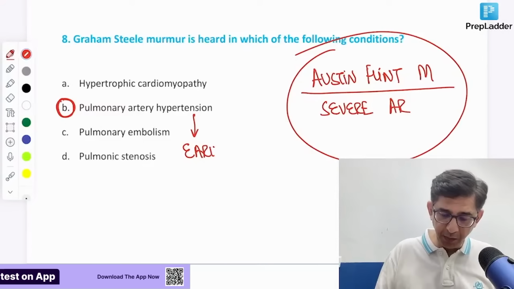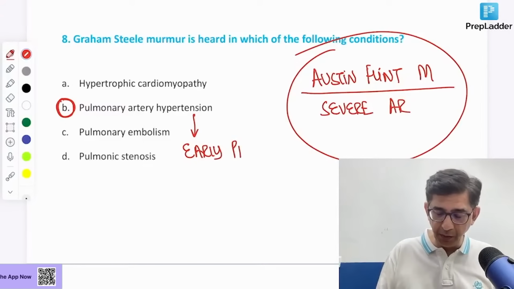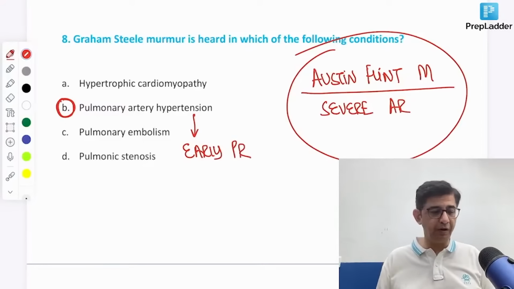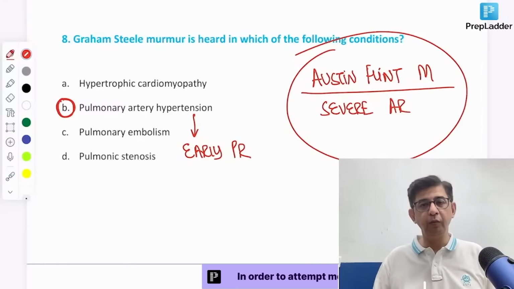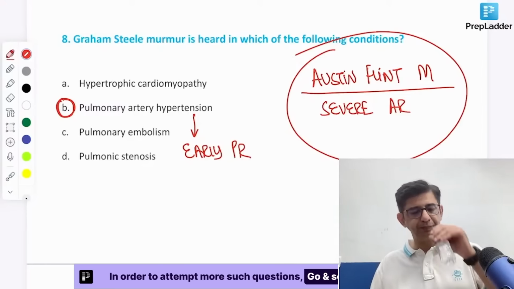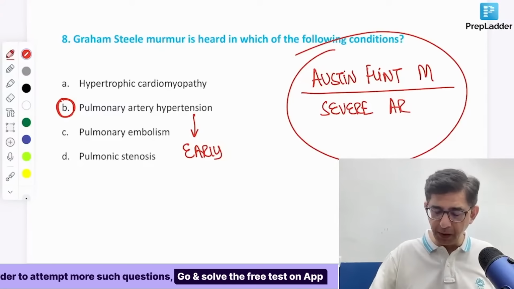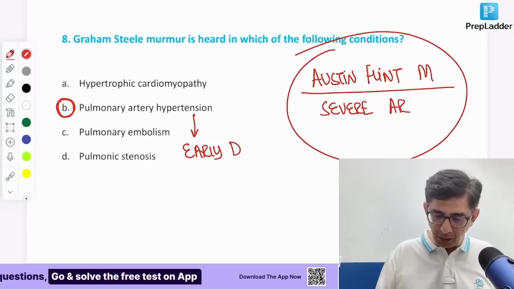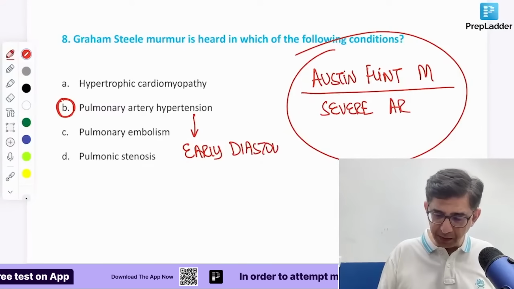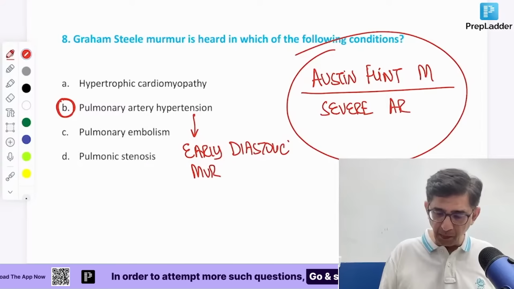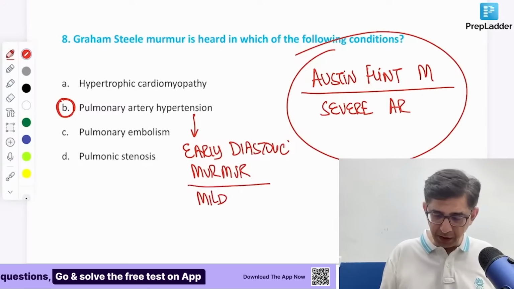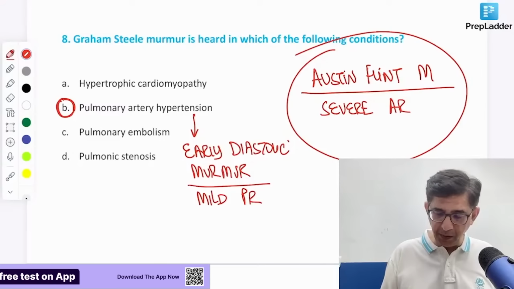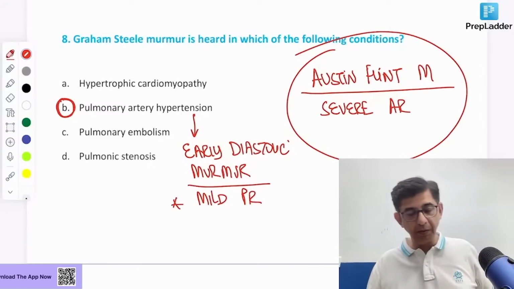Please comment in the chat box, pressure in the pulmonary artery, more than how much is pulmonary artery hypertension? Yeah, this will cause an early diastolic murmur. The murmur in this case is early diastolic, and the cause of this is a mild pulmonic regurgitation. I initially wrote both of them together so that you could remember it. Mild pulmonic regurgitation causes early diastolic murmur.